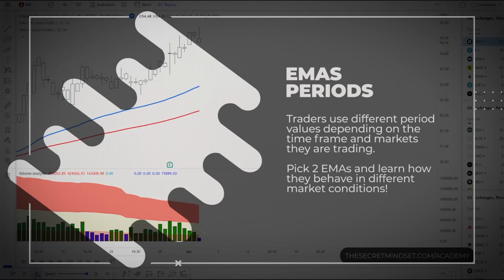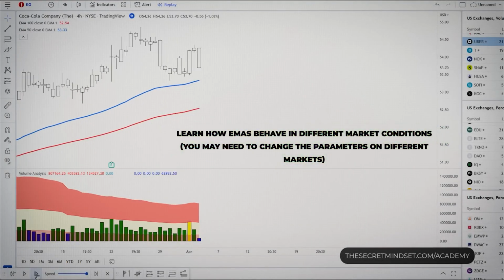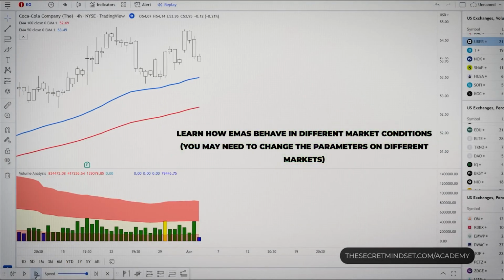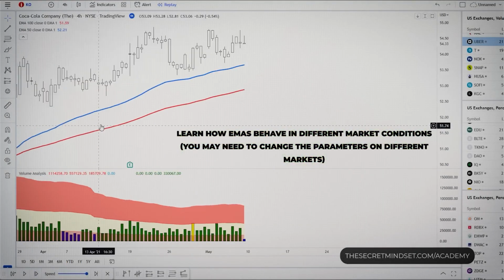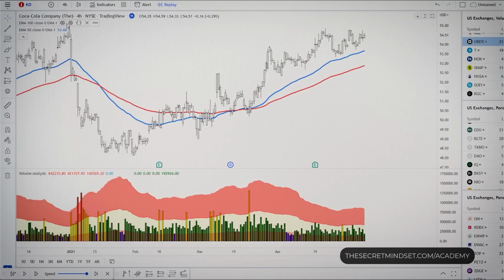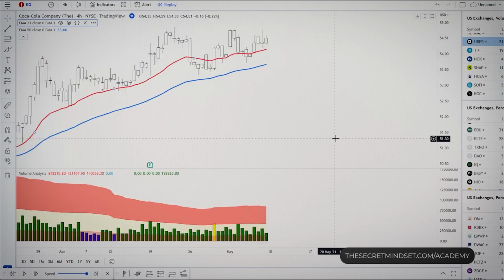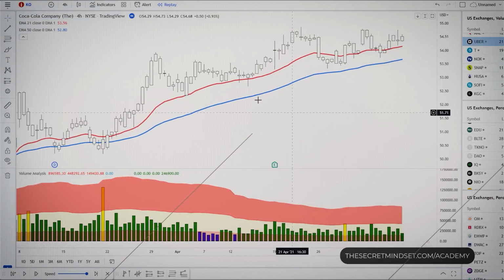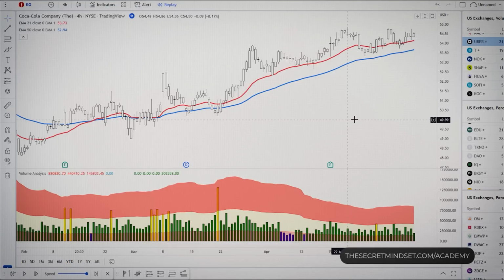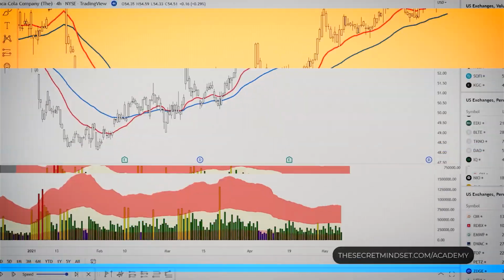My advice is to pick 2 periods and stick with them, as once you get some experience under your belt, you will start to learn how they behave in different market conditions. I prefer the 4-hour and the daily time frame, and I use the 50 and the 100 EMAs. But the choice is completely up to you. You can change the parameters as you wish. Just understand the concept and adapt it to your needs.